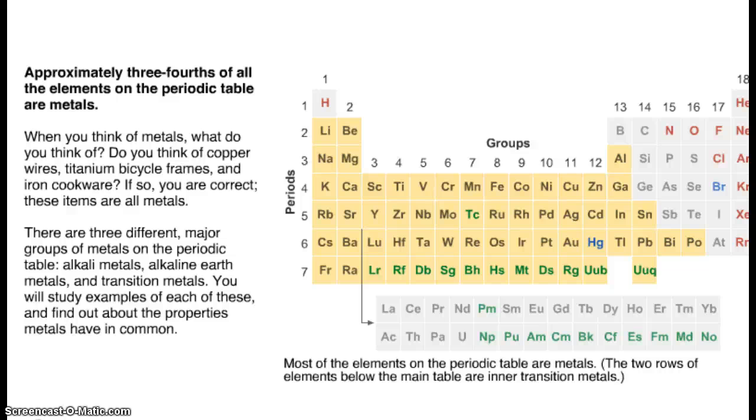There are three different major groups of metals on the periodic table. There's the alkali metals, which is group 1, the alkaline earth metals, which is group 2, and the transition metals, which is the middle and the bottom. These specifically are called the inner transition metals, or the lanthanide and actinide series. You will study examples of each of these and find out what properties these metals have in common. Most of the elements on the periodic table are metals. The two rows of elements below the periodic table are the inner transition metals.